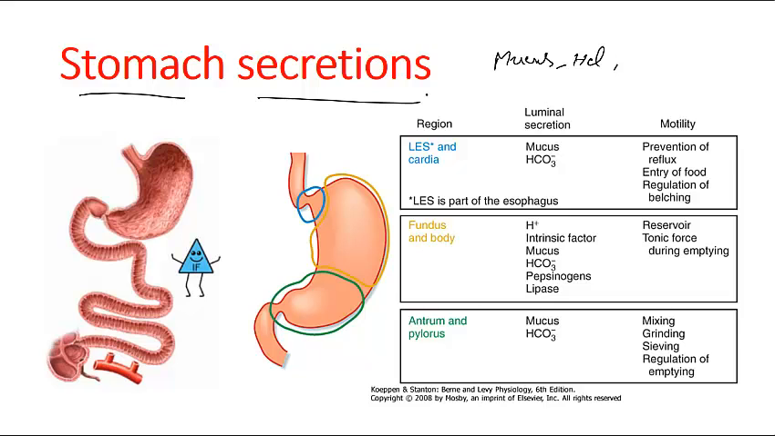The mucus that the stomach produces protects the stomach from self-digestion, also known as autodigestion, by neutralizing the stomach acids that are present there. So this mucus actually neutralizes those stomach acids, and also it inhibits the activity of the protease known as pepsin.